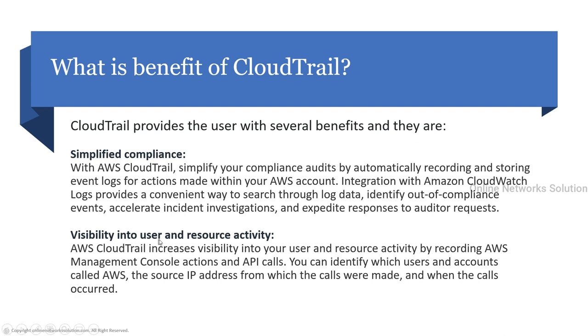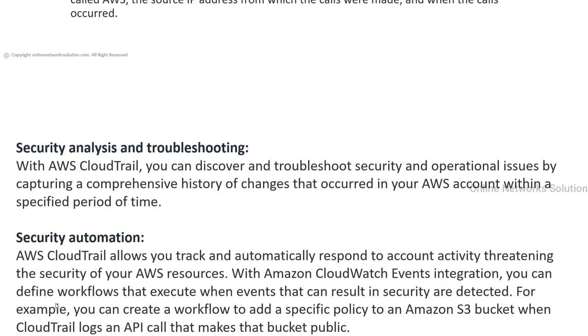Visibility into user and resource activity. AWS CloudTrail increases visibility into your user and resource activity by recording AWS Management Console actions and API calls. You can identify which users and accounts called AWS, the source IP address from which the calls were made, and when the calls occurred.